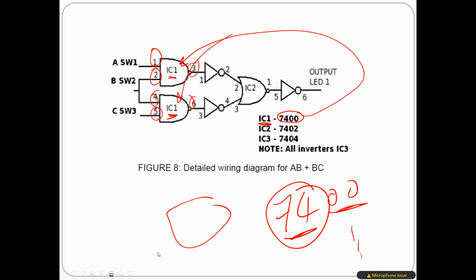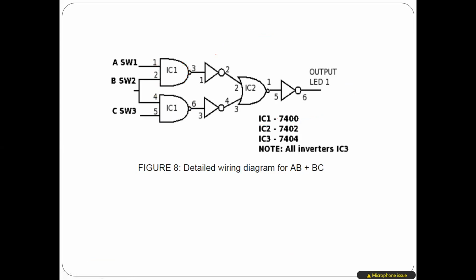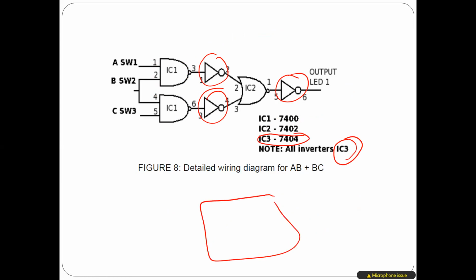Okay, so this is for the NAND. Now let's look at the inverter. The inverter here is IC number 3, as you see. If you look at the diagram, I don't know how many are inside this one, but I think it has more than 4. I think I had a figure before about this one, but you can check the data sheet and see how many we have.